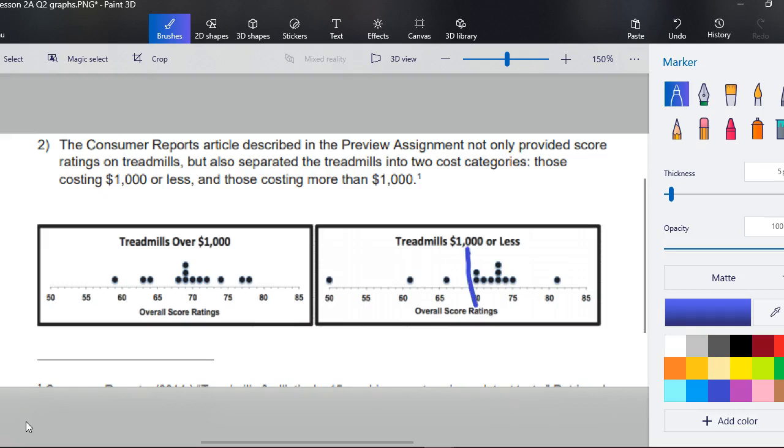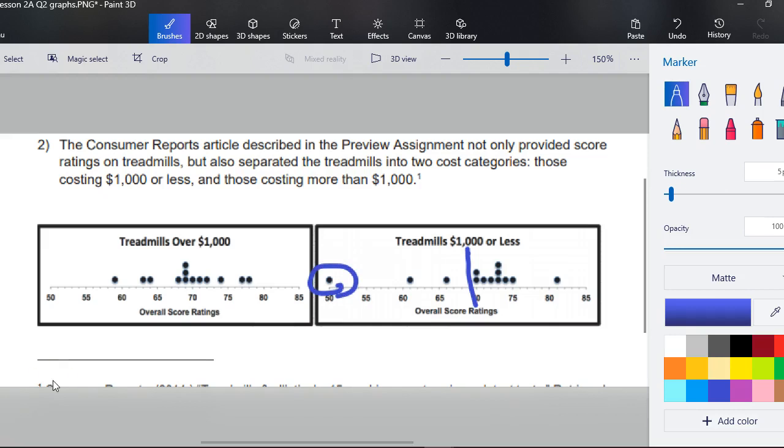Almost all of them are rated 70 or higher. That could be an argument for buying the cheaper one. An argument for buying the expensive treadmills is the friend won't want to risk getting the treadmill that scored a 50, because there was one.